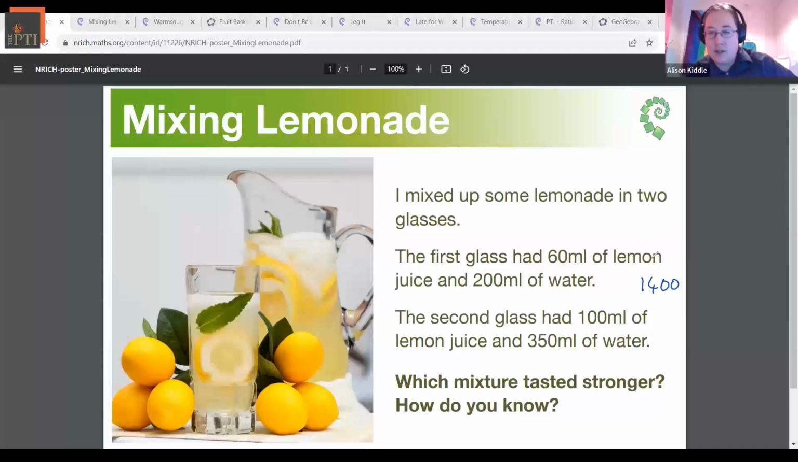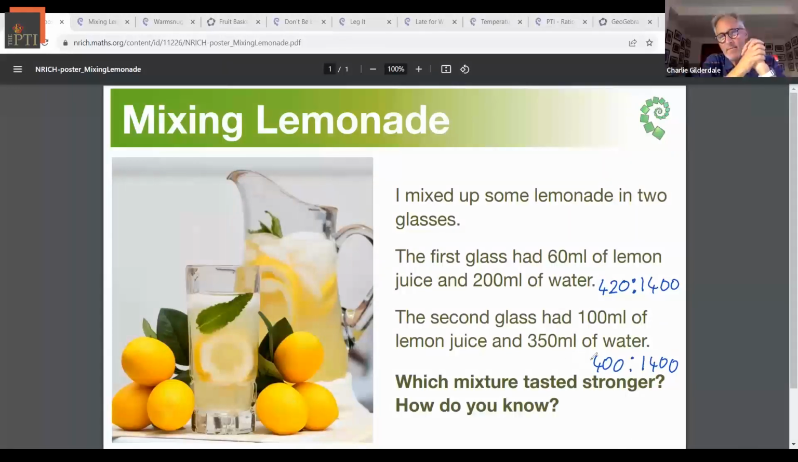So to get from 200 to 1,400, you've multiplied by 7. I'm imagining 7 glasses. So 7 times 60 is 420. I'm desperately trying to show that I can do arithmetic. 350 to get to 1,400, you've doubled it and doubled it again, so you've times by 4. So I need to do 100 times 4, which is 400. And so what's nice about this is that this one has less lemon, so this one has more lemon, so it's stronger.